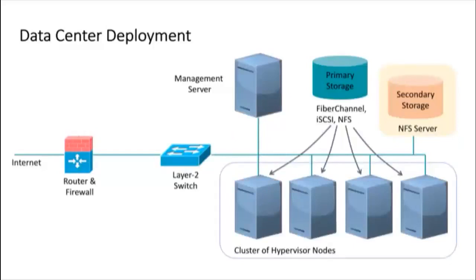So you have the data center, you have a router and a firewall at the edge. Then you have a layer 2 switch. Then you have a management server that manages all the infrastructure. Then you have a common storage, which is a primary storage for these nodes. And then you have a secondary storage, which is cheaper and slower, but it is for storing these things. And from the secondary storage, you have connectivity to the CDN outside.